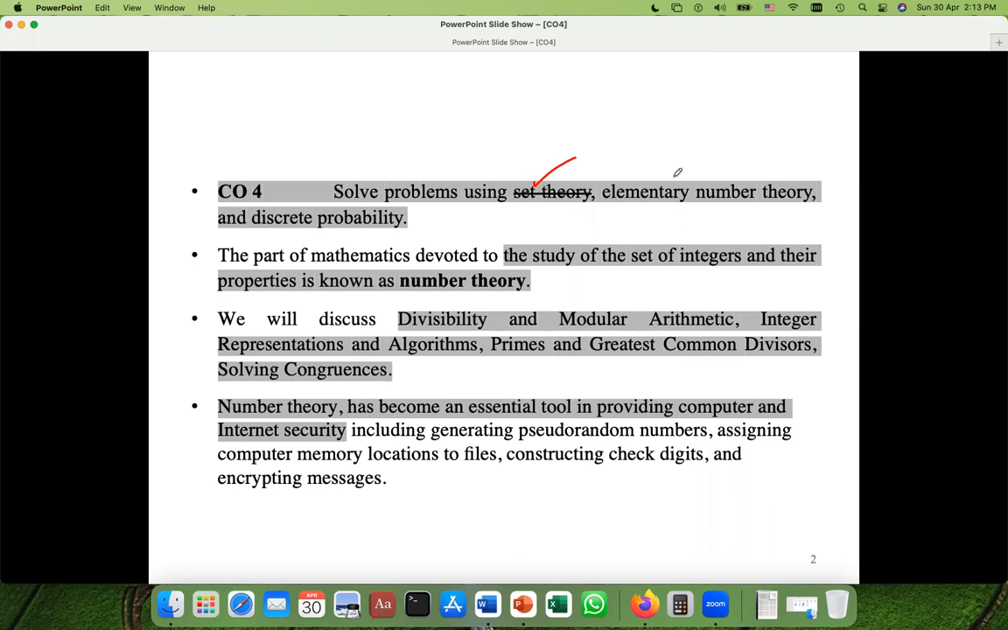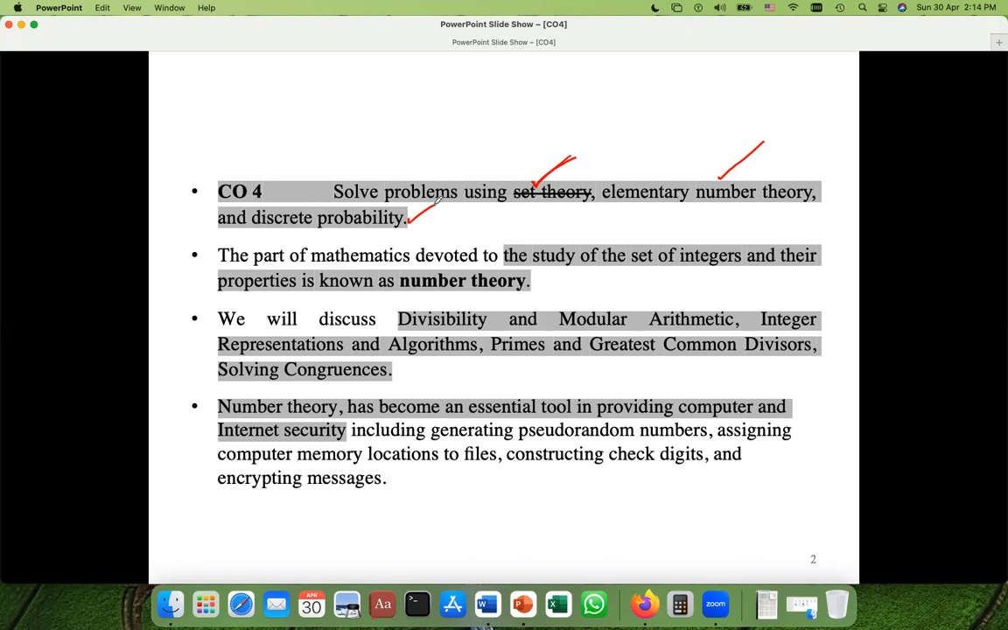These are the COs available in the curriculum. Some person designed them and then nobody has changed or modified those things, so that's why the word is there again. Anyhow, we will focus more on number theory and discrete probability.